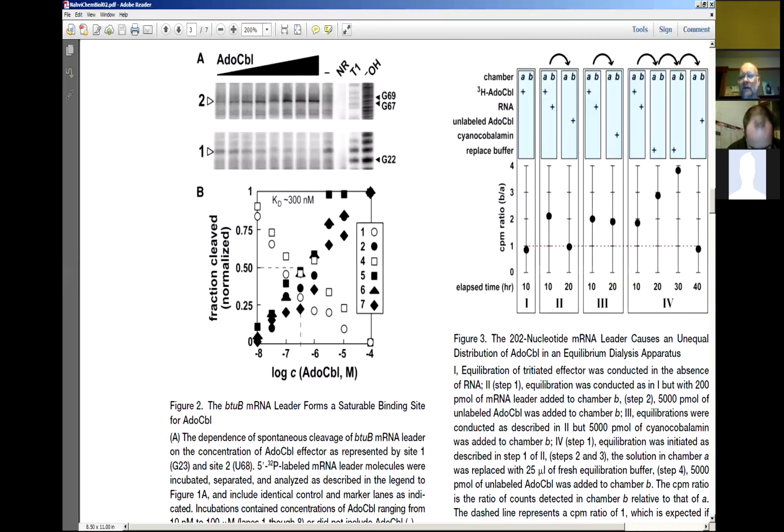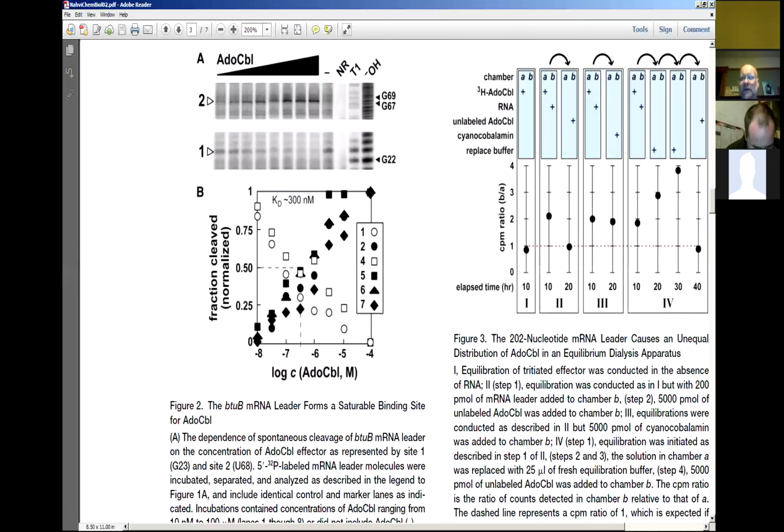Right? So by using that, they can figure out how that small molecule is going to equilibrate between the chamber that has the mRNA and the chamber that does not have the mRNA. Right? So in each case, they start out with the RNA in chamber B, I think, in each case. And they add the small molecule labeled with tritium so they can measure it easily in chamber A.